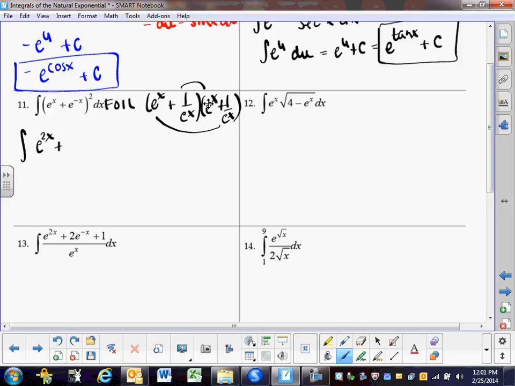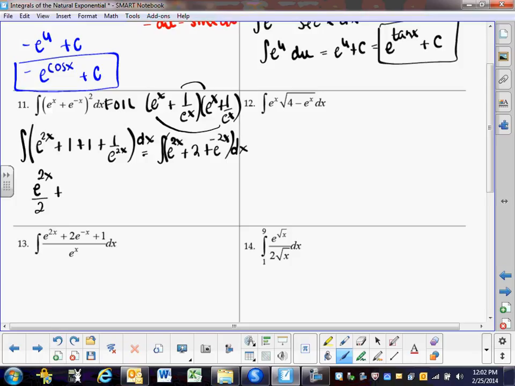Plus, when I do the inside part and the outer part, notice that I'm getting e to the x times 1 over e to the x. That's really going to be 1. And then the outside part's giving me the same thing, 1. And then the last part's giving me 1 over e times 1 over e, which is 1 over e squared to the x. And then we have dx. So I'm going to rewrite that a little bit more. So it's e to the 2x plus 2 plus e to the negative 2x dx. So now we have everything in the format of simple e.